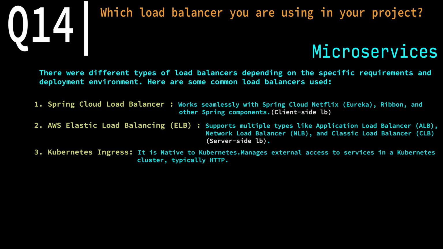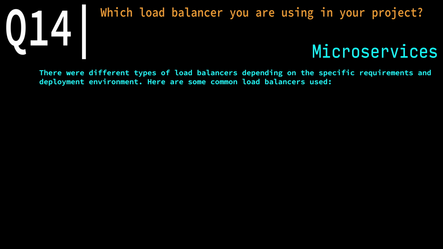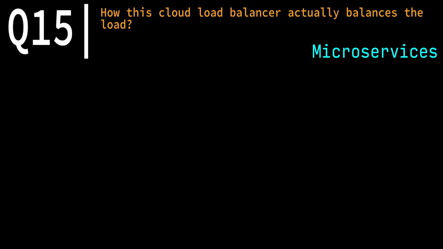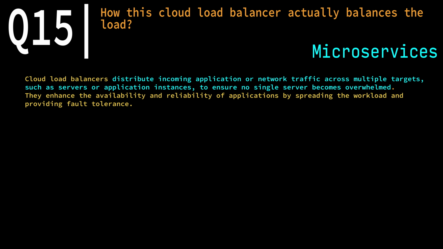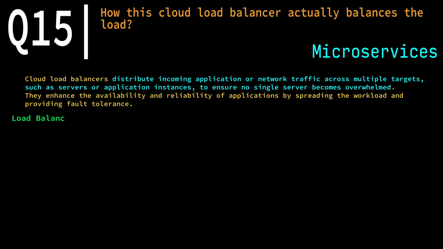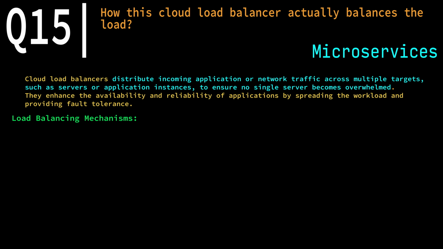Now let's move on to our final question, that is number 15. This question is again on load balancers, and the question is how this cloud load balancer actually balances the load. So usually what these load balancers do is they distribute incoming application or network traffic across multiple targets. Those can be servers or application instances, to ensure no single server becomes overwhelmed or overloaded. So let's explore the mechanism of this load balancing.